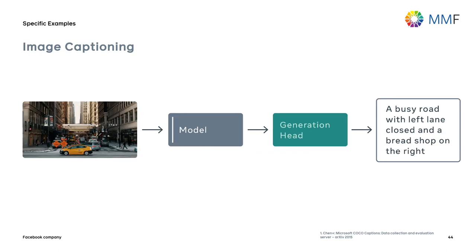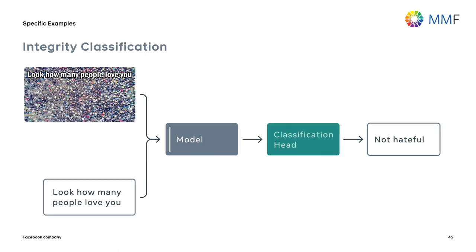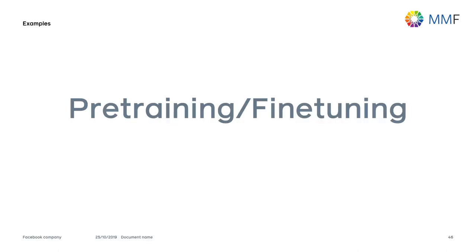Then for image captioning, you can similarly have a generation head, which generates some kind of text. In this case, it particularly takes in an image and returns back a caption. Similarly for integrity classification, you can take text and image and again pass it through a classification head and do two-way classification of hateful and not hateful.